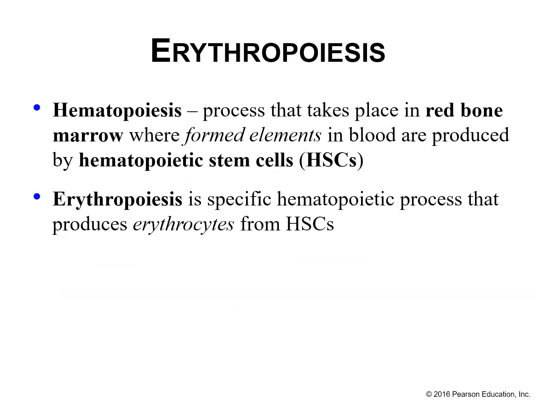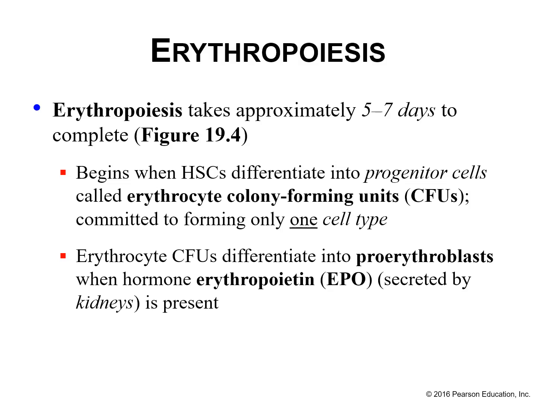The process of making new red blood cells is what we refer to as hematopoiesis. It always occurs in the red bone marrow, and that's where the formed elements in your blood are produced by your hematopoietic stem cells. Erythropoiesis is a specific process of hematopoiesis that produces only red blood cells, or erythrocytes, from these hematopoietic stem cells. It takes about 1 week, 5 to 7 days, for erythropoiesis to occur.